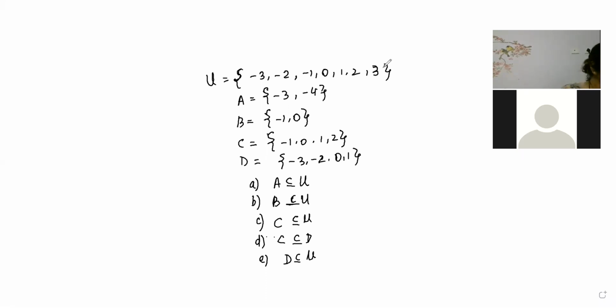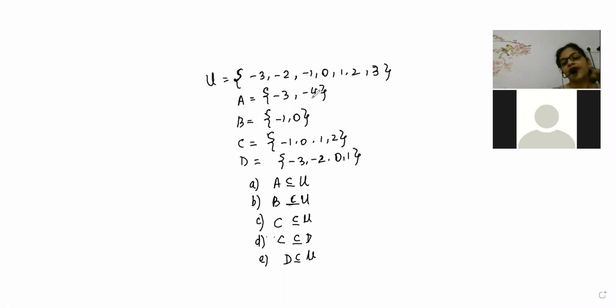Very good. So everybody is telling no. Anila is telling, Kritika is telling, Bhumika is telling, everybody is telling no. But why are you saying no? Let me tell you. Look here, beta. A is containing an extra element, -4. But -4 is not present in the universal set.